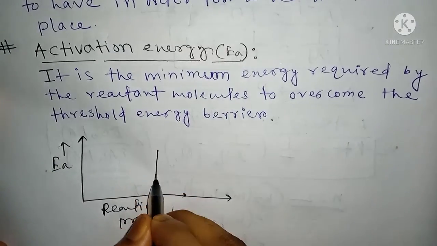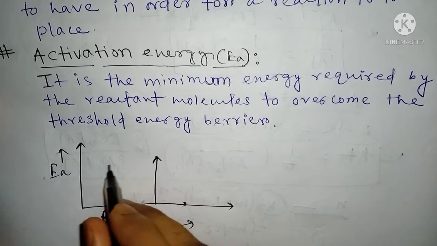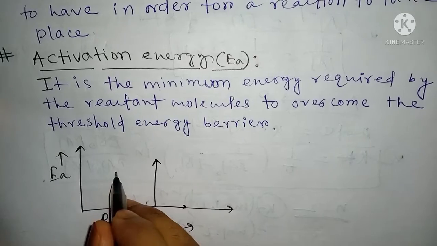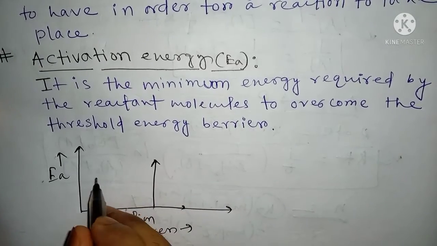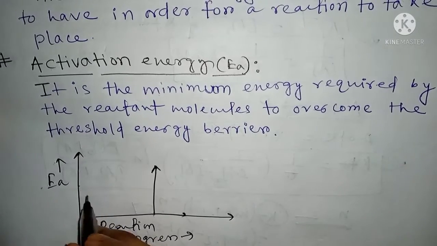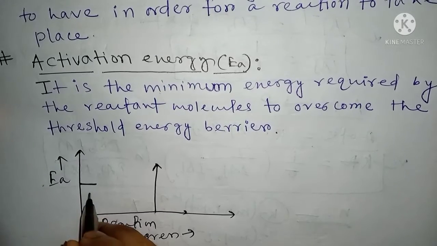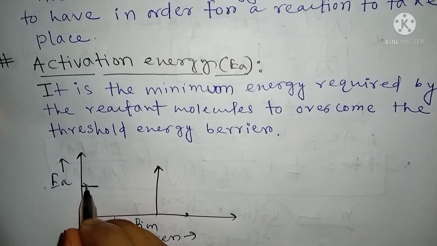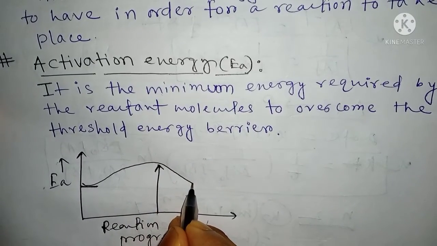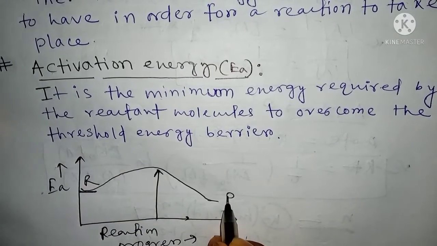Now this is the threshold energy needed for the molecule to react and overcome this barrier, so that reactant is converted to product. Some reactant molecules have energy because they have mass. Suppose this is the kinetic energy of the reactant molecules, and this energy overcomes the threshold energy to form the product. This is reactant, this is product.